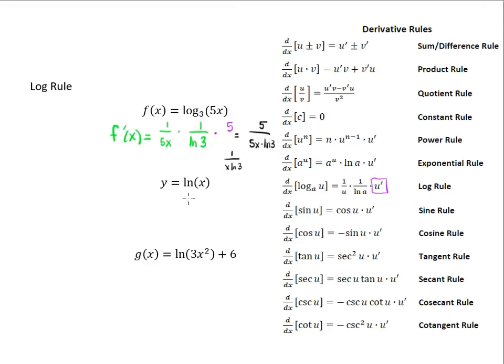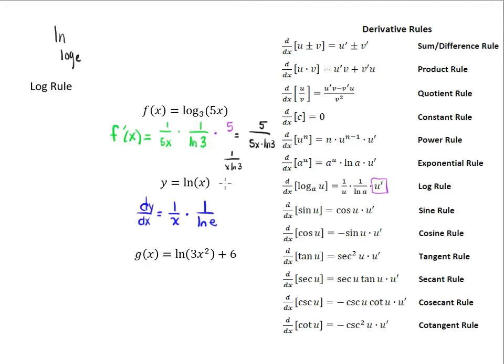Okay, now let's take a look at the special case right here. Now remember, natural log is the same thing as log base e. Okay, so they mean the exact same thing. So let's come back over here. We're taking the derivative. So this one is going to be dy over dx equals 1 over the argument, which in this case is just x. So 1 over x times 1 over the natural log of our base, which is base e. So natural log of e times the derivative of the argument.